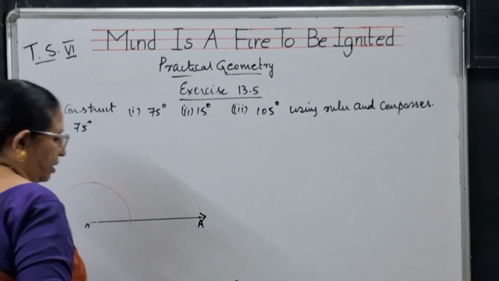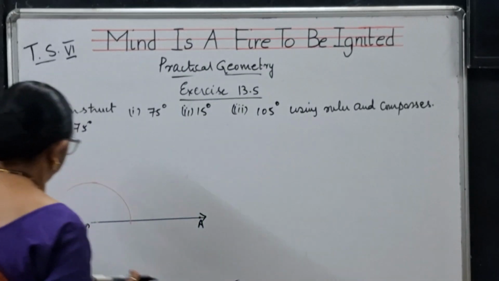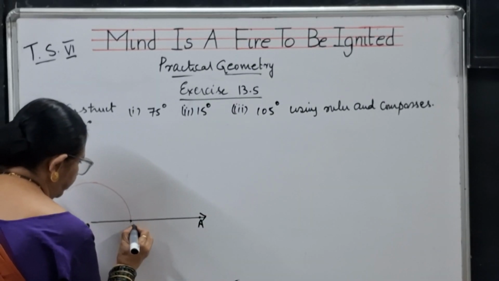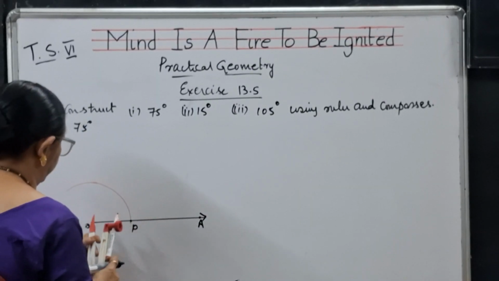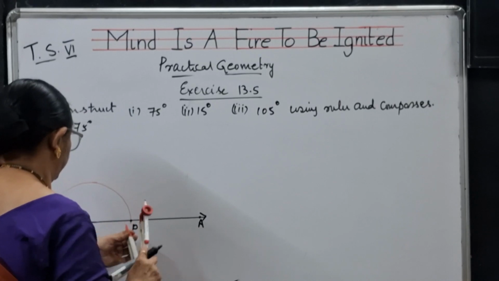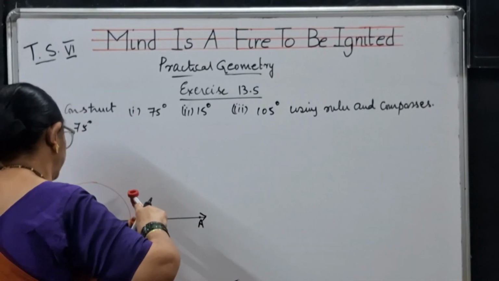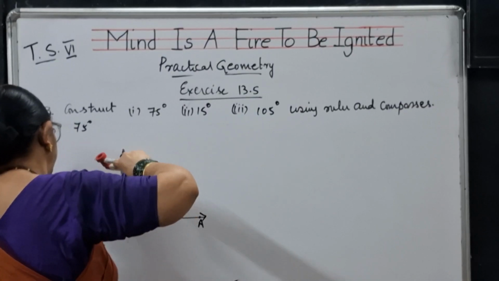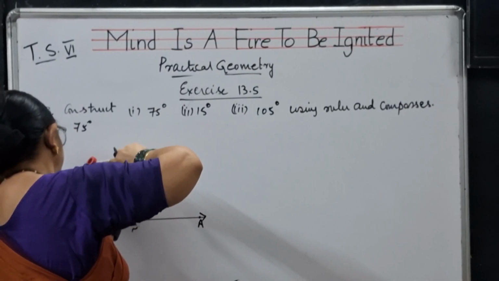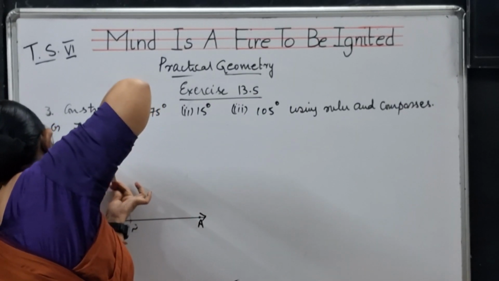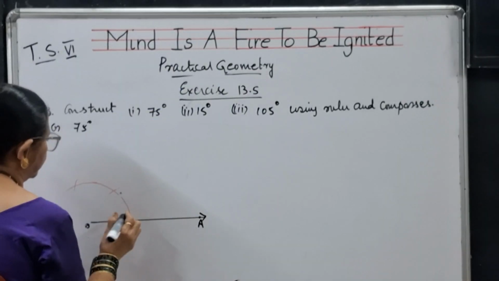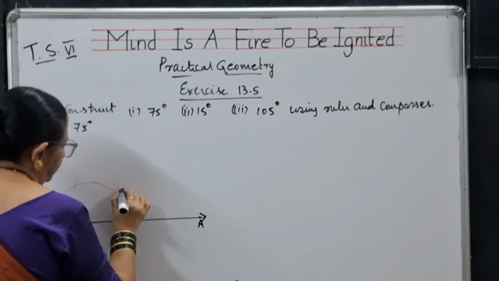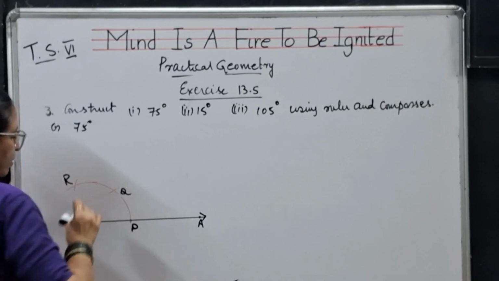The arc comes like this. This is O, this is P. Now whatever is OP, with that O as center, the same radius, one arc here, and this as a center, another arc here. So this is OP, this is Q, this is R.